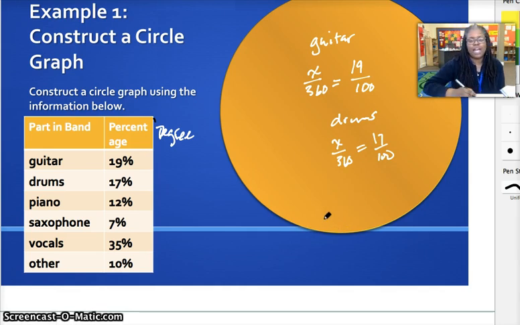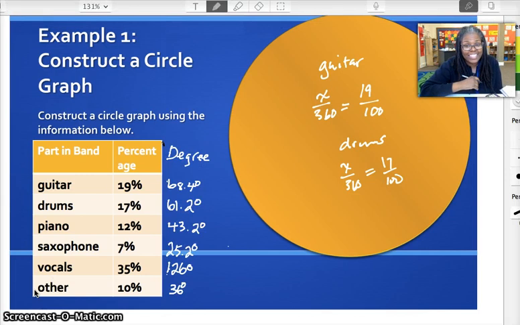I'm going to give you guys a little bit of time. You can pause me here because in a moment I'm going to put the answers up on the screen. Okay, so there are our answers. Hopefully you got the same answers as I did: 68.4, 61.2, 43.2, 25.2, 126 degrees, and 36 degrees. That's from setting up proportions for each of these percentages that are given.